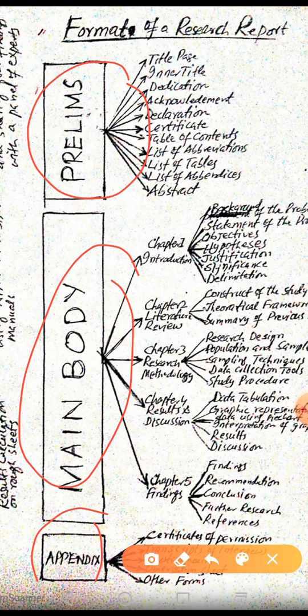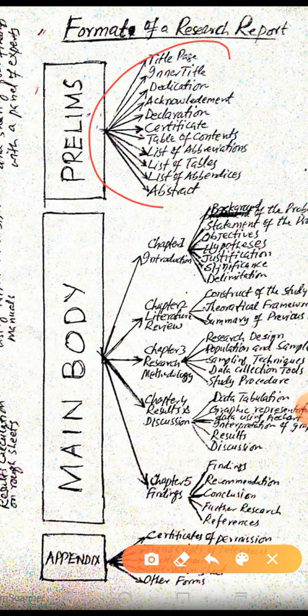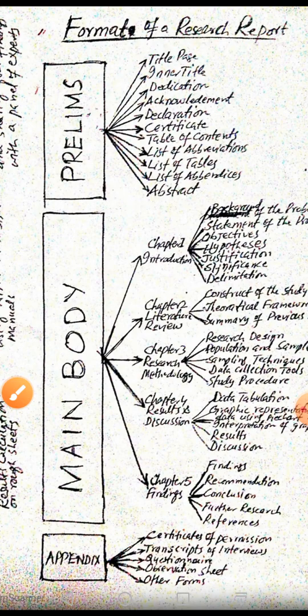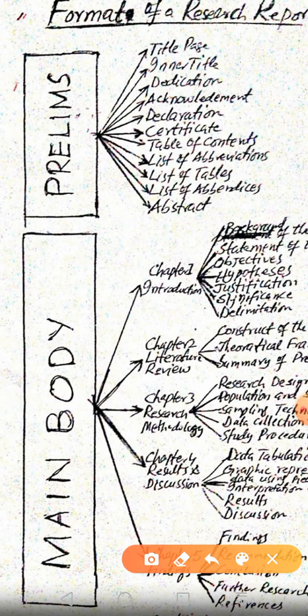The preliminary pages include pages like the title page of the report, the inner title, then a dedication page and an acknowledgement page. So what are these things? Dedication and acknowledgement are optional pages; I'm going to upload a document and you can read it. Then we have a declaration, certificate, table of contents, list of abbreviations, list of tables, list of appendices, and abstract. Abstract is a technical thing. I'll guide you on what to include in the abstract.